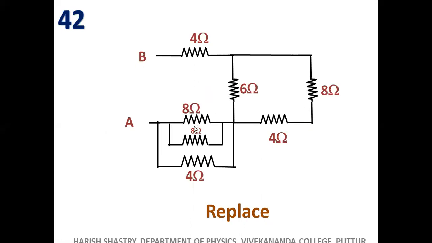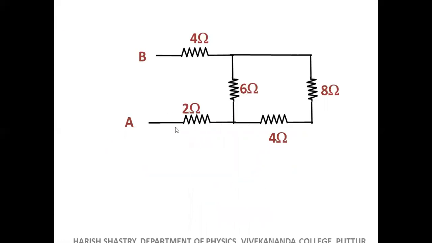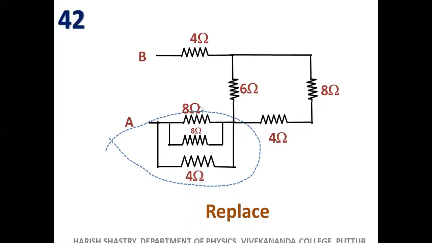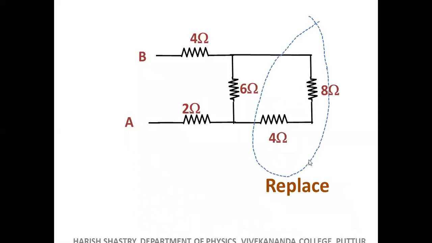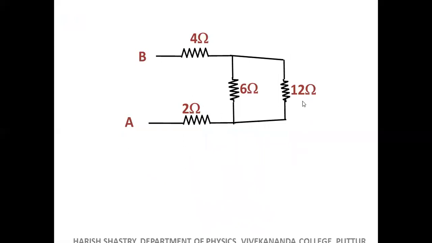What about here? 8 parallel 8. First we will do that. 8 parallel 8 is 8 by 2, 4. R by N formula: if n equal resistances of each value R are connected in parallel, the result is R by N. 8 into 8 by 8 plus 8, or 8 by 2, 4. Then 4 parallel 4, 2. So this can be replaced as 2. Am I right? Now you see, unknowingly you are going with the faster calculations. These things are nothing for you, right? 8 parallel 8, 4. 4 parallel 4, 2. What about here? 8 plus 4, 12. So shall I replace it by 12? Yes, 12.